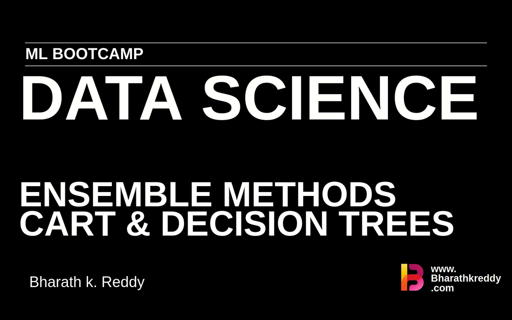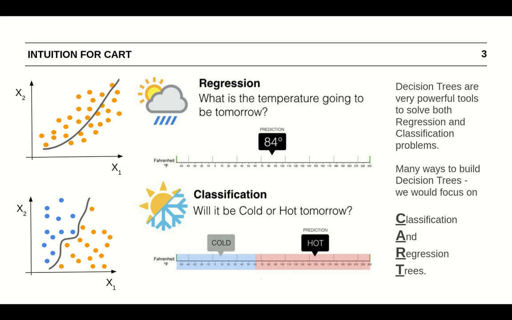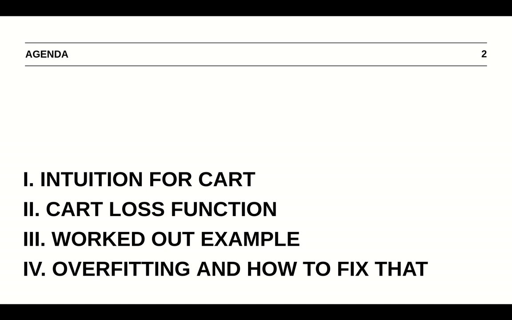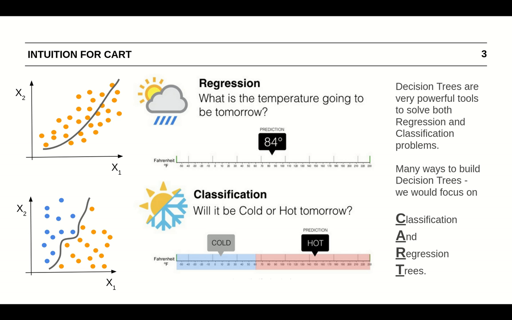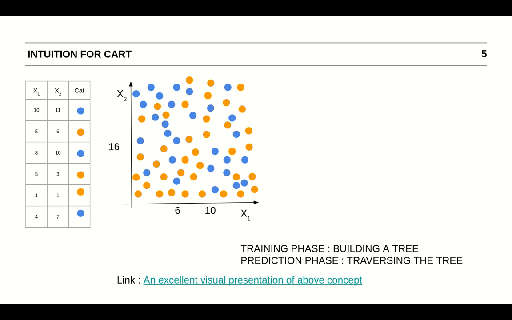In previous videos, we had developed basic intuition for CART. We saw how CART works on a loss function, which is Gini's impurity. We worked out an example. We discussed in general what regression and classification types are and how CART is a powerful tool which can be used to solve both these problems. We saw why it was under supervised learning.